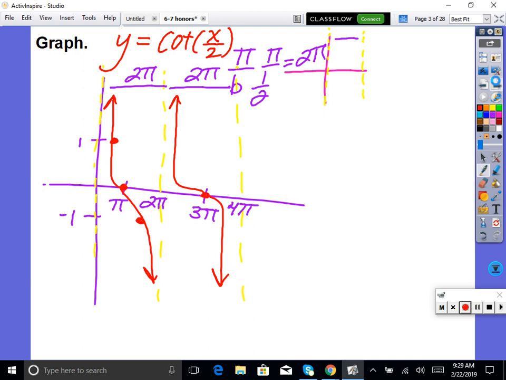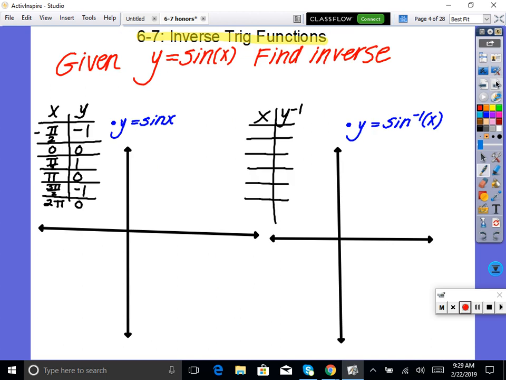Let's get going on today's lesson. I'm having a hard time speaking for some reason. Okay, unit circles are going to be really useful. So what we're doing today is we're going to be talking about using inverse trig functions.